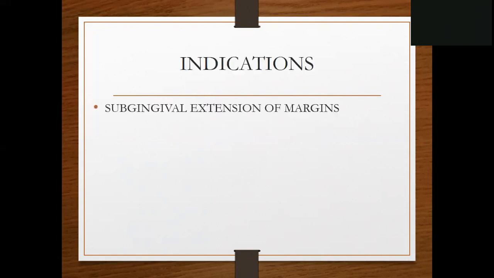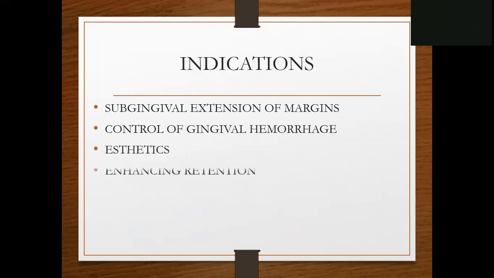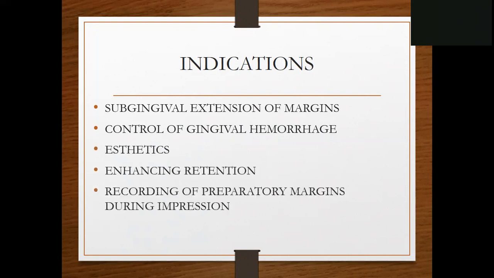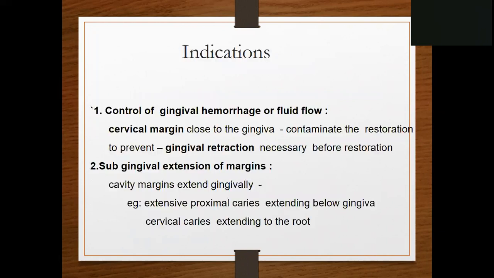Indications. There are 6 indications. That is, there are 6 requirements for the need for managing the soft tissues. The first one is the subgingival extension of the margins. Second one, the control of the gingival hemorrhage. Then the aesthetics, enhancing retention, and recording the preparatory margins during impression. And finally, the removal of the gingival tissues. We'll be dealing with each one in detail.